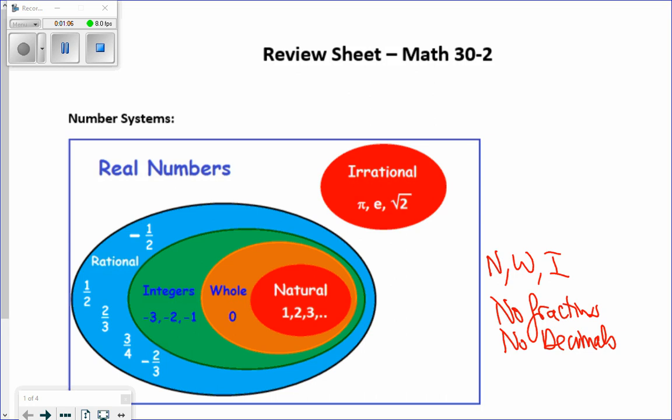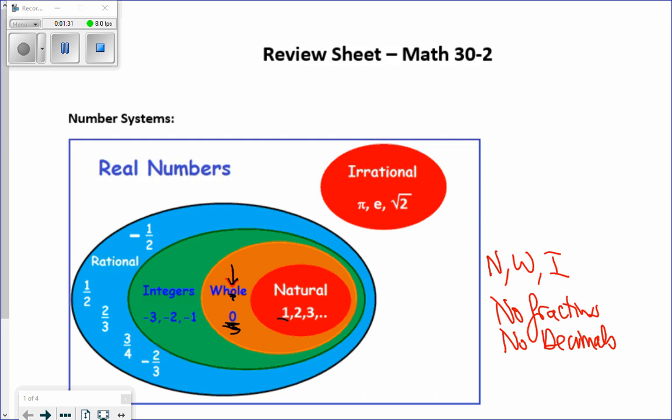The way I have always taught it is the word whole has the letter O, and the letter O looks just like the number 0. So wholes are 0 and up, whereas naturals are 1 and up. Okay?